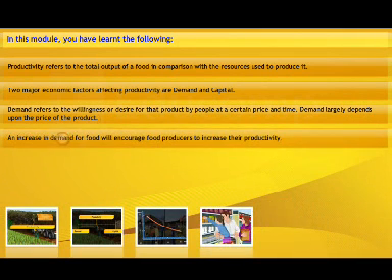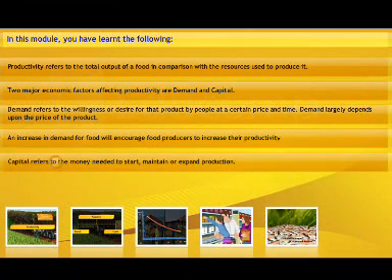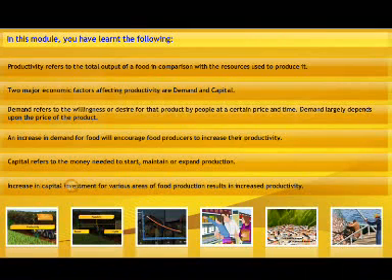An increase in demand for food will encourage food producers to increase their productivity. Capital refers to the money needed to start, maintain, or expand production. Increase in capital investment for various areas of food production results in increased productivity.